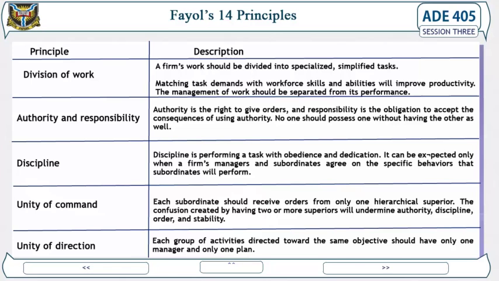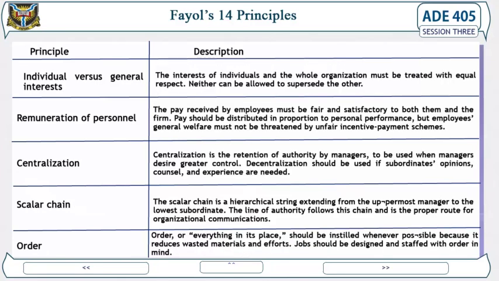Unity of command. Each subordinate should receive orders from only one hierarchical superior. The confusion created by having two or more superiors will undermine authority, discipline, order, and stability. Unity of direction. Each group of activities directed toward the same objective should have only one manager and only one plan. Individual versus general interest. The interests of individuals and the whole organization must be treated with equal respect. Neither can be allowed to supersede the other.